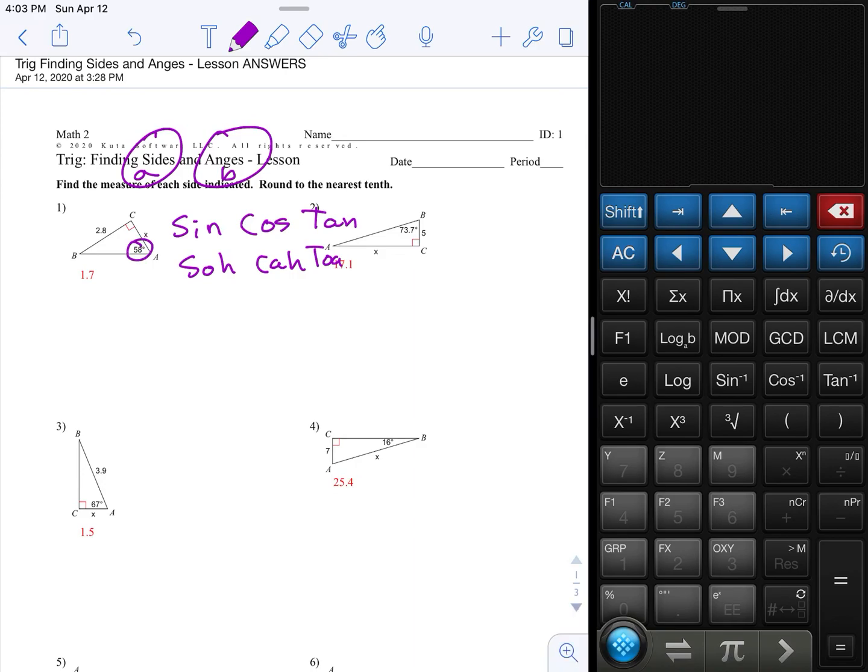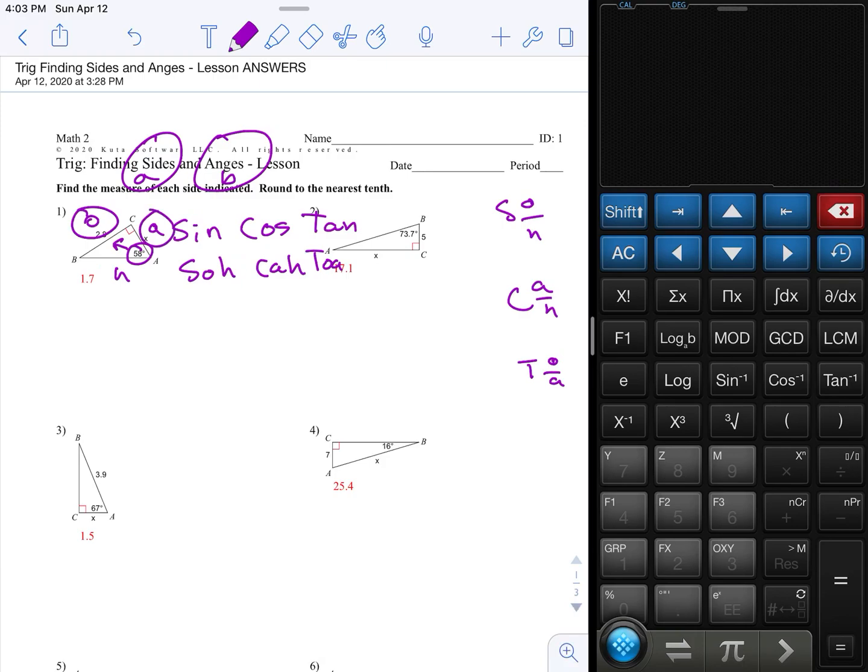From the angle that they give you, so this is 58, now this is important, from 58, what's 2.8? 2.8 is the opposite, and x is the adjacent. This side's the hypotenuse, but nobody cares because they didn't give us that side, so it doesn't matter. So, SOH CAH TOA, which one of these things has the O and the A?